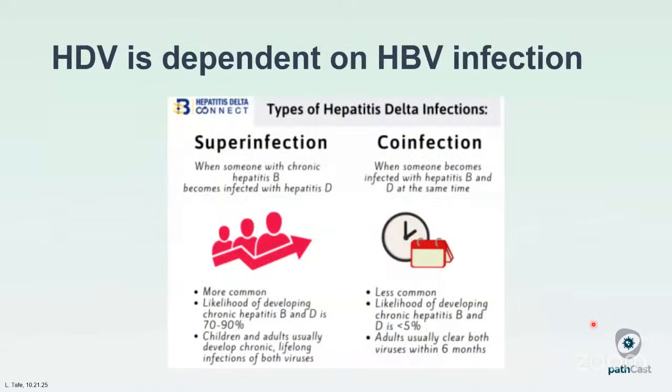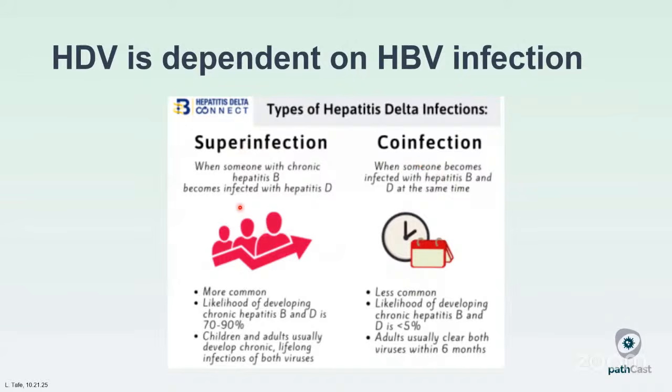And just a little bit on HDV. I think it's an interesting virus in that it is dependent on HBV infection. So HBV is a prerequisite for HDV to have any pathogenicity. And, sorry about the resolution of this image, but I thought it was important to explain the difference between a superinfection and a co-infection.